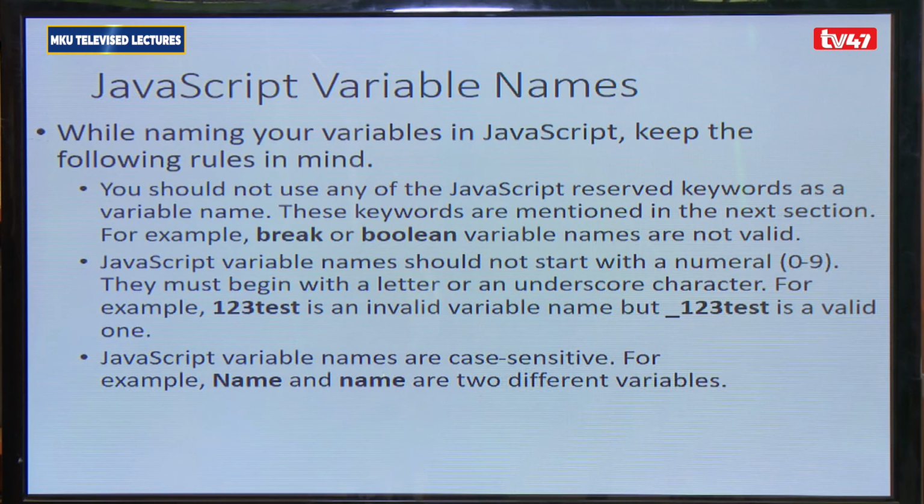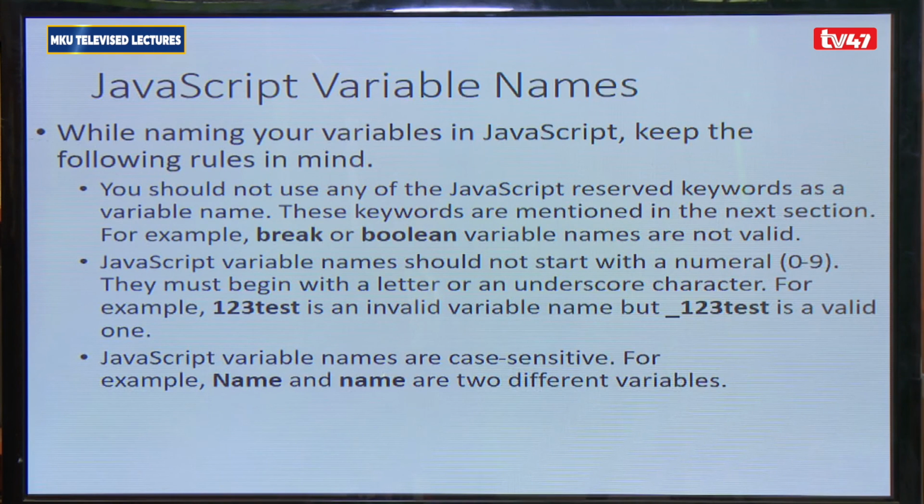The second rule is that your variable name should not start with a numerical value. A numerical value is any value between 0 and 9, or any number. So you cannot start your variable name with a number, but you can use it at the end. Maybe you can have something like name1 or name2 and so on. That is acceptable, but you cannot start with a numerical value. You can also not start with an underscore character or any special character. It will be an invalid variable name.